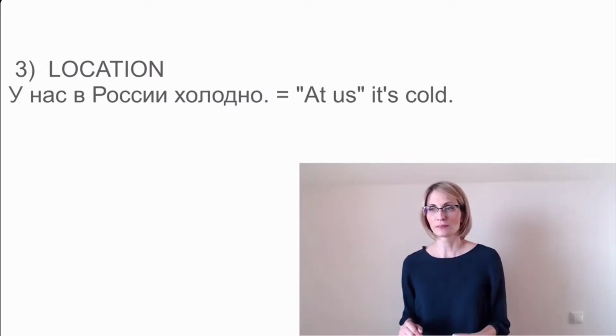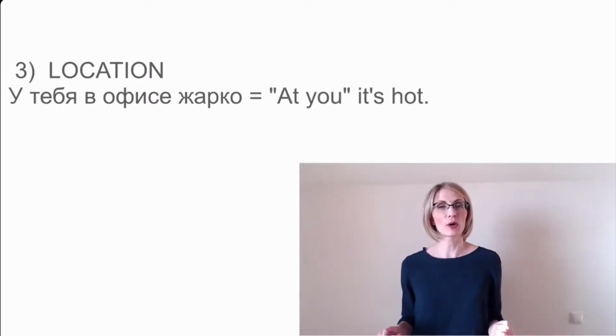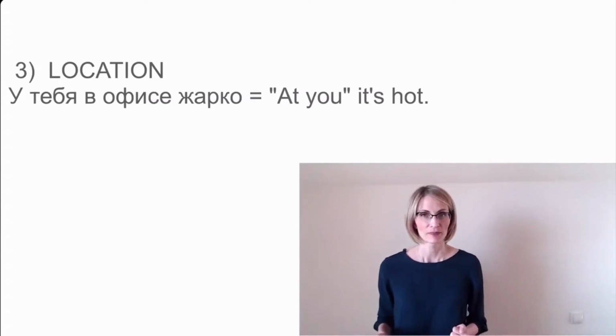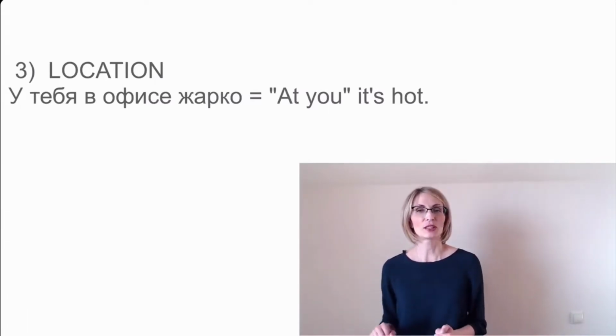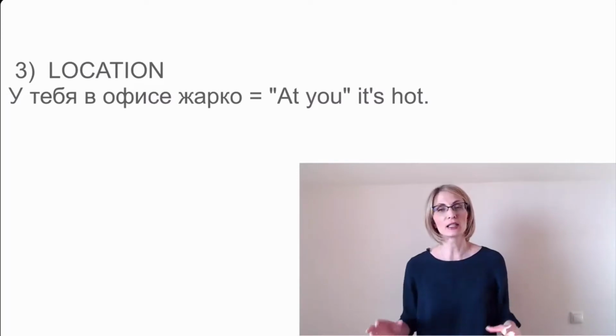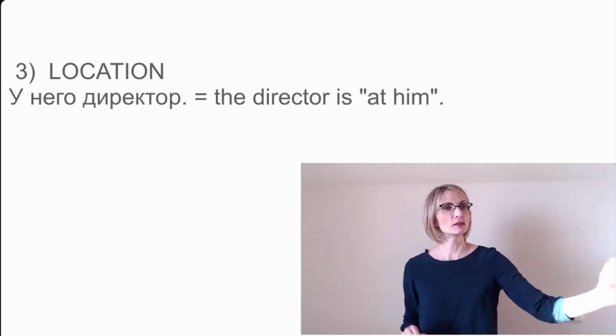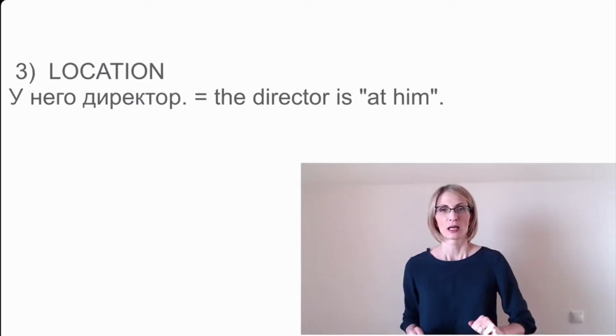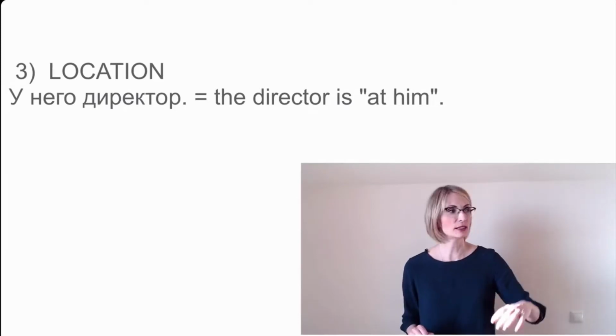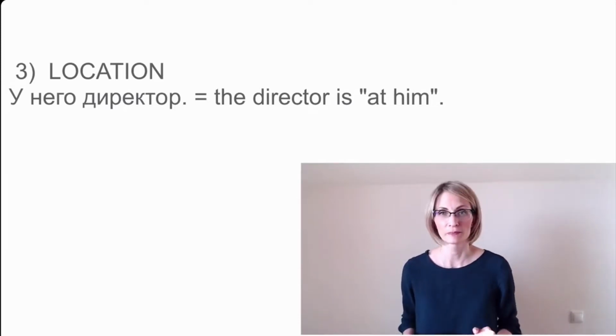One more example. У тебя, let's say, у тебя в офисе жарко. Где жарко? У тебя, where you are located. So every time you're specifying a location where a person is, then do not use есть. У него директор. Where is the director? The director is by him, where he is.